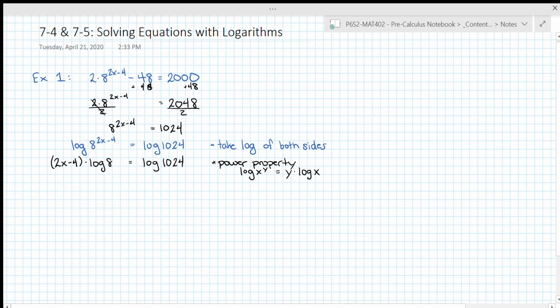That's the only pre-calc piece to this. Everything else is algebra. Because now again, I have the x where I would normally see it, and I need to continue to undo everything away from it. So the next thing I will do, just divide both sides by log of 8.